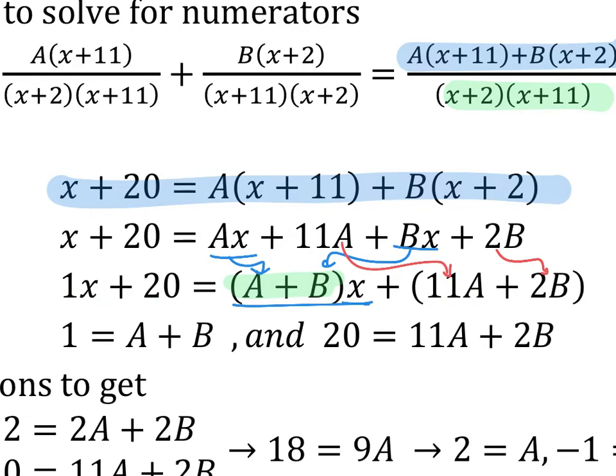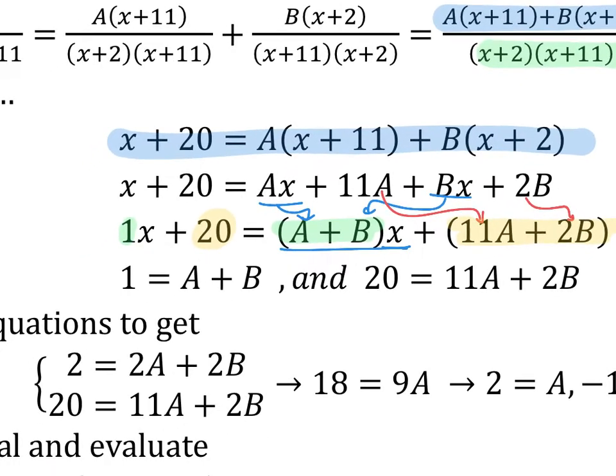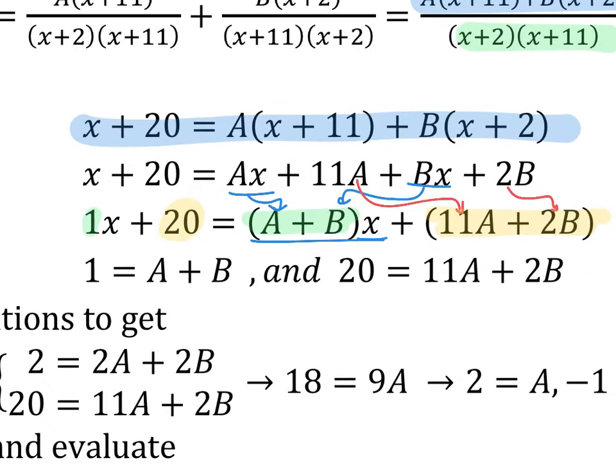Well, notice the forms. Here we have 1 times x, and then we've got this constant 20. Over here we've got a plus b times x, and this right here is a constant. We're going to find out what a and b are. A and b are just numbers. They might be algebraic expressions, but that's most likely just numbers. So we want to set these green things equal to each other. 1 has to be equal to a plus b, and 20 has to be equal to 11a plus 2b.